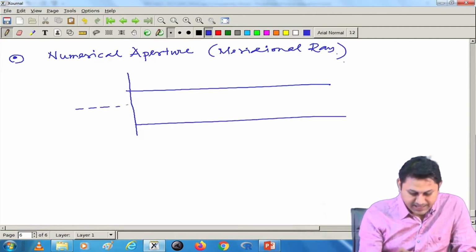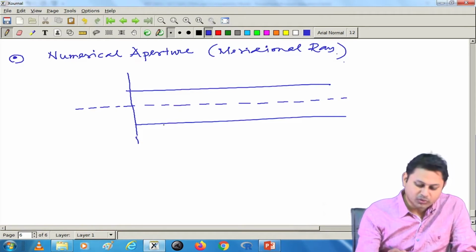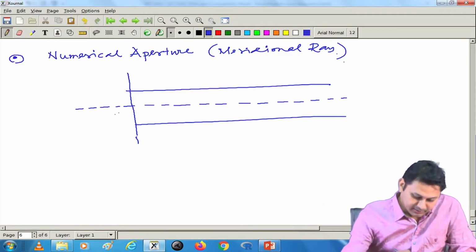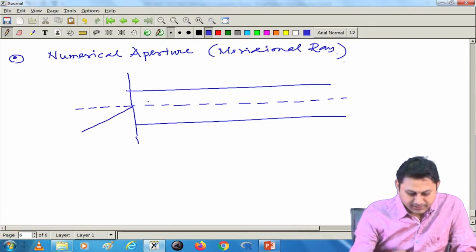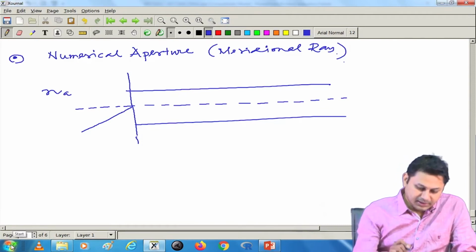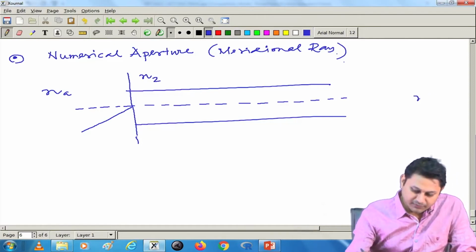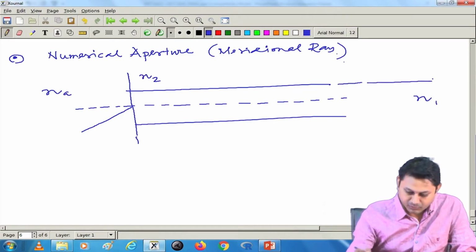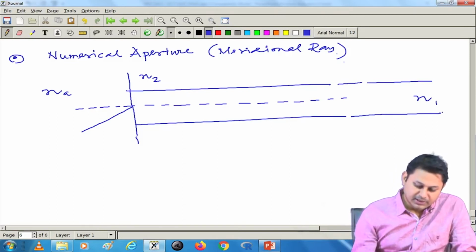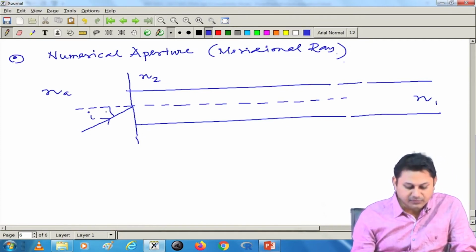When I calculate the numerical aperture, I have to be very careful about the light rays and how they are crossing. So this is the structure cross section. I have a core, I have a clad, and this is the axis, and the light is falling like here, and here we have the air, so the refractive index is Na. This is the cladding, so the refractive index is N2, and this is the core, so the refractive index is N1. If I extend this portion like this, this is the length of the fiber along this direction. So light is falling with an initial angle, say I.